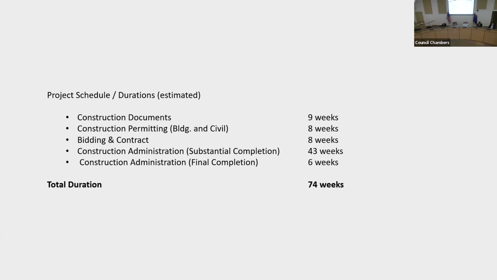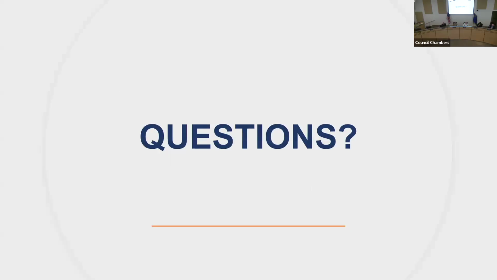This is the project schedule that they have given us. It's an estimate. This includes construction. So the whole thing could be done in 74 weeks if we had a builder ready to go, if we had money to build it, ready to go. And that is going to come from someone else, likely. Any questions?